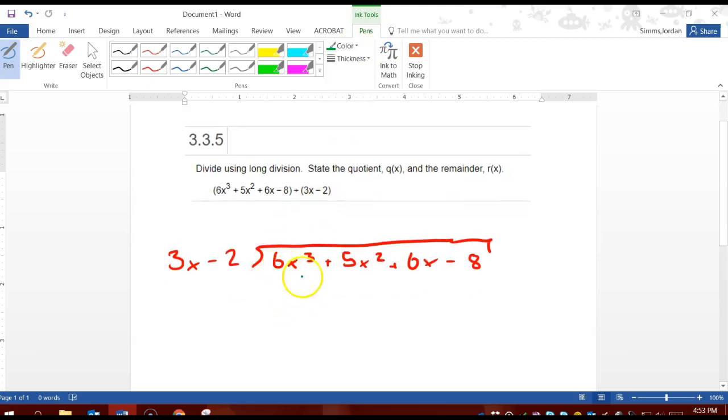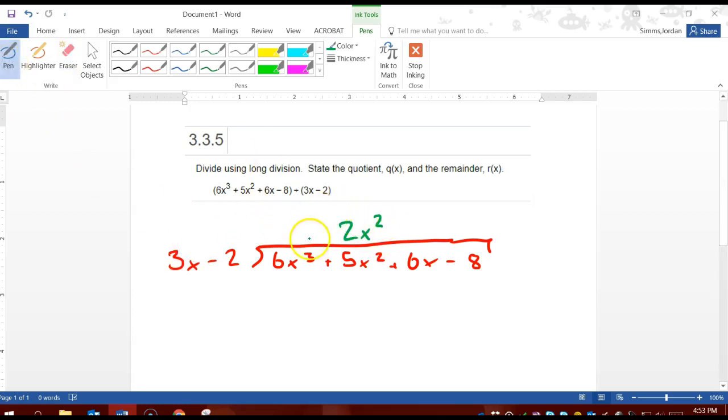So what we're going to do, let's think about the first term of the dividend divided by the first term of the divisor. Lots of D words there, but basically, what's 6x cubed divided by 3x? So 6 divided by 3 is 2. X cubed divided by x is x squared. We're just using the exponent rules on our x's. And I'm putting my answer, because it's an x squared, above the other x squared. It's just trying to keep everything nice and neat. So that's the first step.